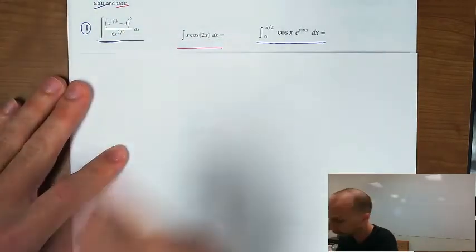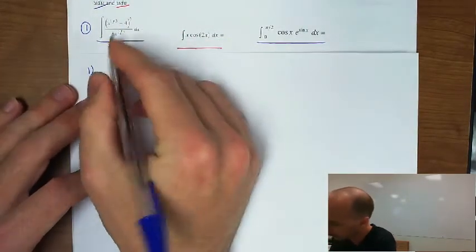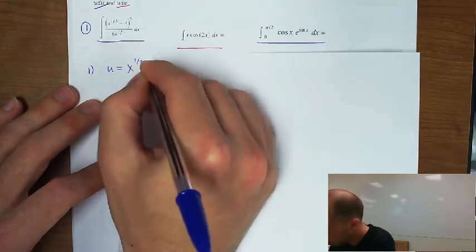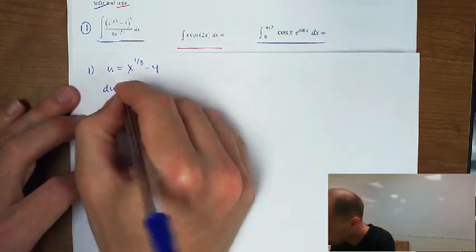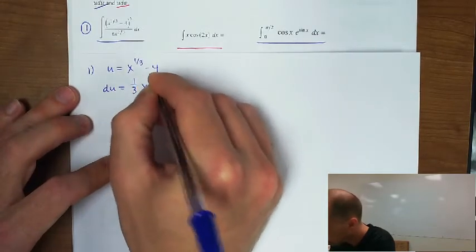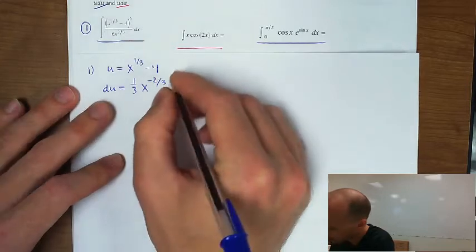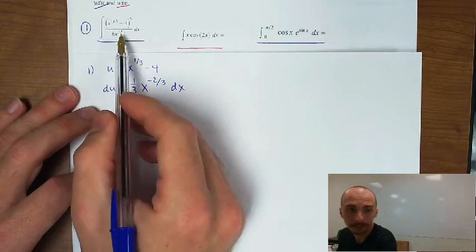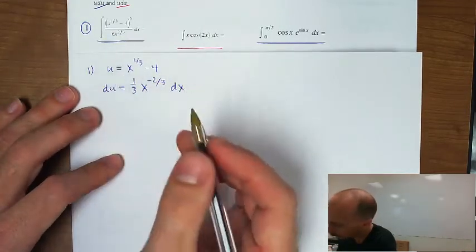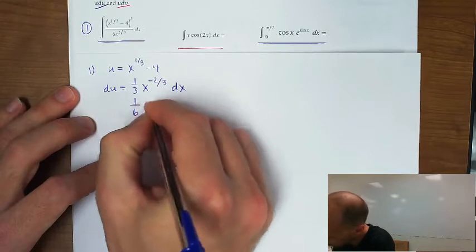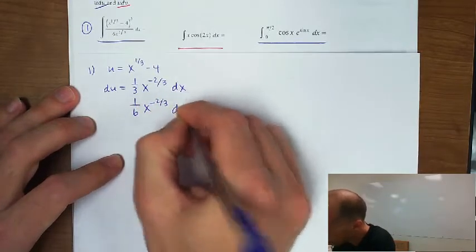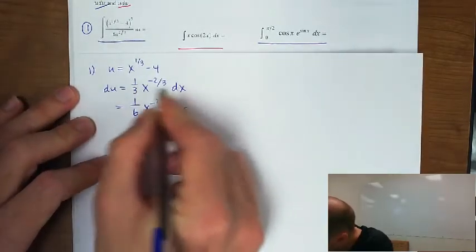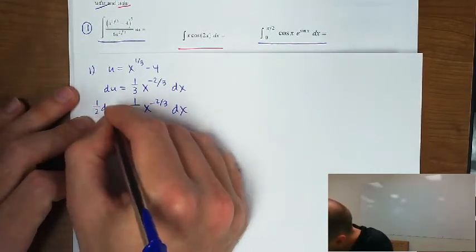So for this one, I'll label that one number 1, or blue number 1. So I'm going to let u equal x to the 1/3 minus 4 so that du is 1/3 x to the negative 2/3 dx. Now I've got 1/6 of x to the negative 2/3. So I'm going to say 1/6 x to the negative 2/3 dx. That's like everything that's not u to the 5th. That's going to be equal to, I had to divide all of this by 2, so I'll say 1/2 du.